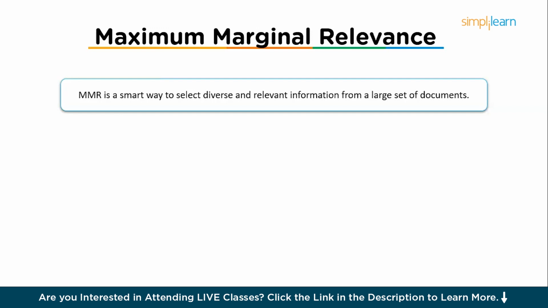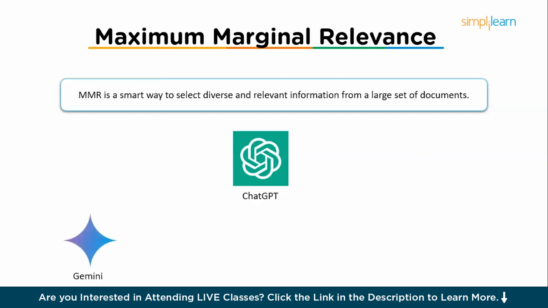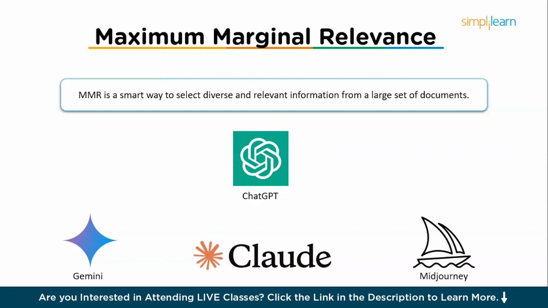So imagine searching for the best AI tools. Without MMR, you get 5 results about ChatGPT, too similar. But with MMR, you get results about ChatGPT, Gemini, Claude, Midjourney, and Copilot.